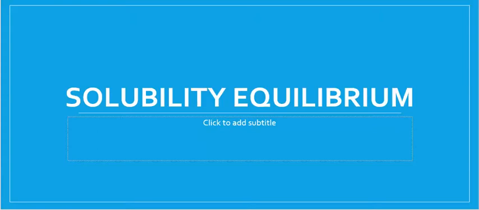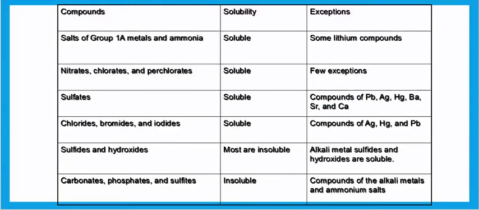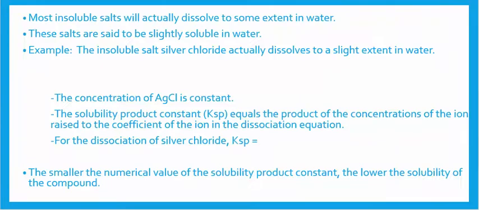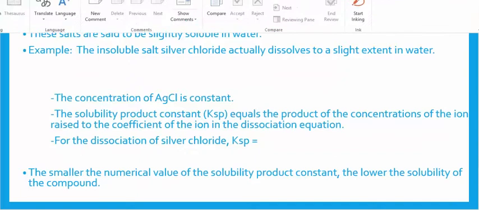Solubility equilibrium. I'm going to give you the solubility rules again. You've seen them before. If it says soluble, that means it's aqueous, it dissolves in water. If it says insoluble, that means it forms a precipitate in water. Now, even though it says insoluble, these salts will actually dissolve to a slight extent in water.